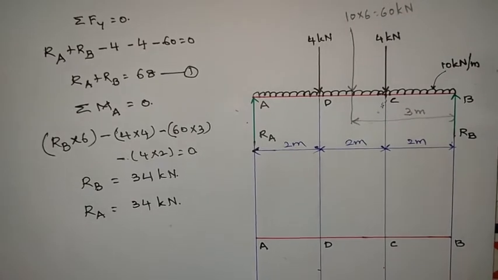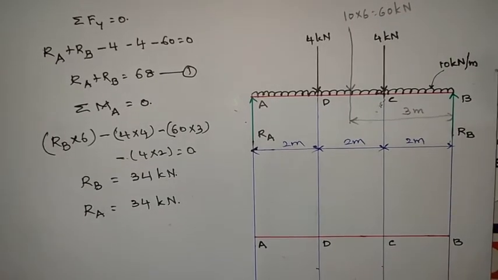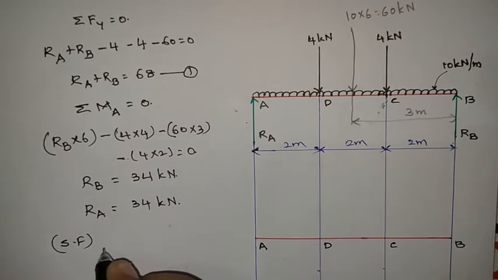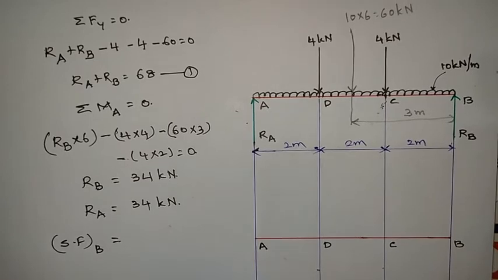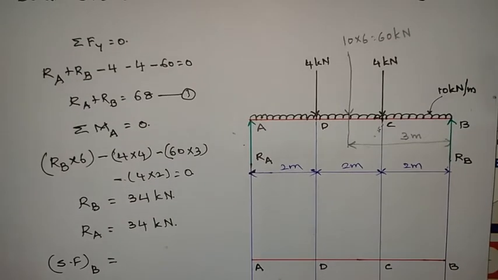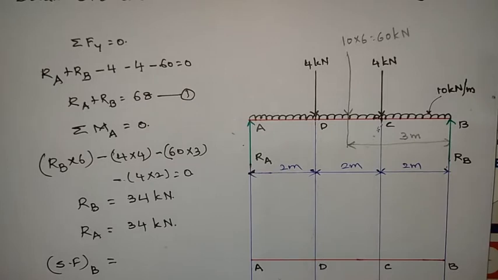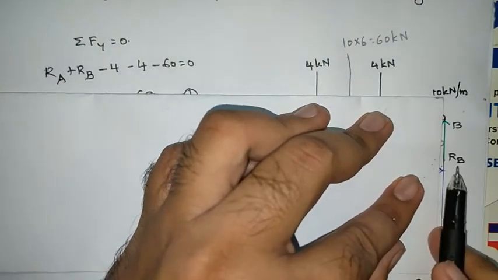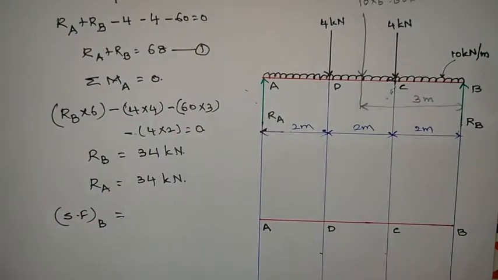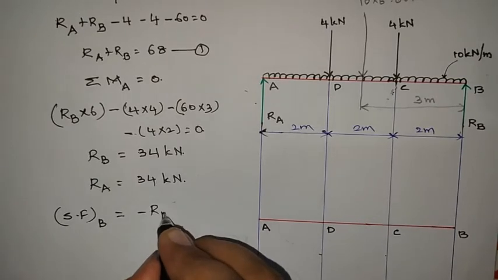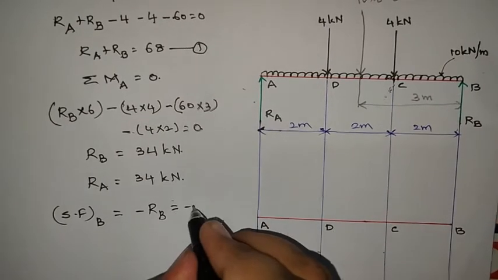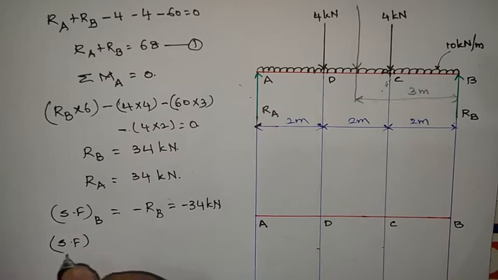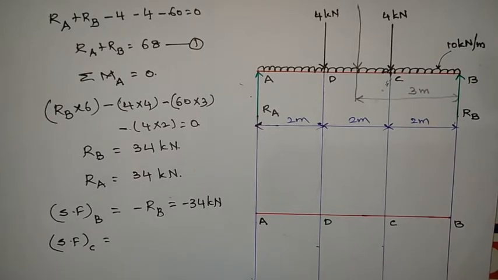Okay, so now find the shear forces. Shear force at B is equal to, so what is shear force at B? Close the left side of B, you will get shear force at B. If I close the left side, only the force acting is RB, so write it as minus RB, because upward force. So minus 34 kilonewtons.